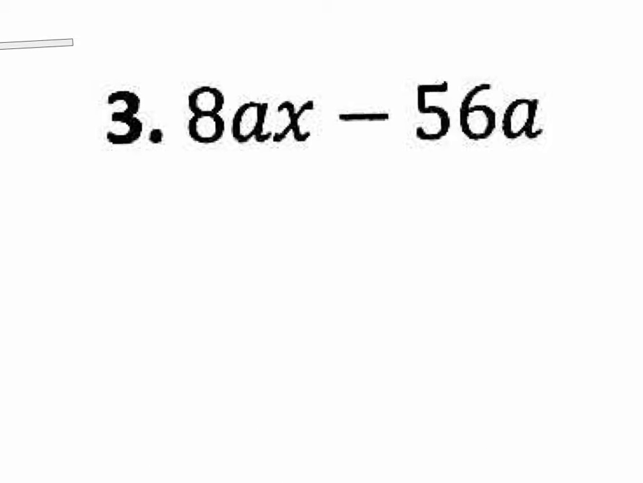How about number 3? What's in common right there? 8. There's an 8 and there's an A. Okay, so looking at the numbers, the coefficients, there's a number 8 and there's a number negative 56. What could you pull out of there on those numbers? You could pull out an 8. And you could also pull out, there's an A here and an A there, so you could pull out an A. So the greatest common factor is 8A.